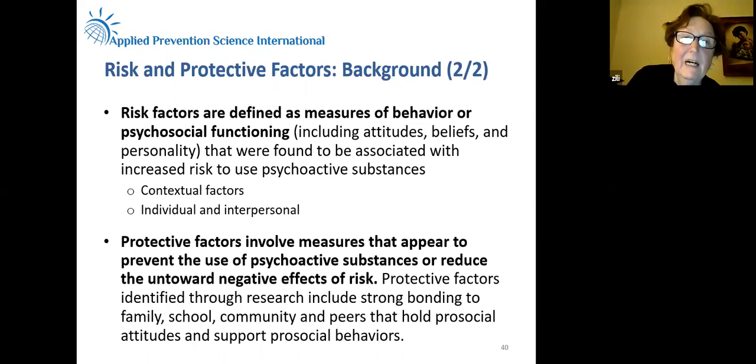And from those studies that were done in the 70s and 80s, Hawkins and his colleagues at University of Washington published a paper in 1992 that summarized the correlates of initiating substance use, and that term risk factors was used at the time and still is. Those risk factors encompass contextual factors as well as individual and interpersonal factors. They also looked at what are the protective factors. That research wasn't as strong as the research for risk factors, but it did identify strong bonding with pro-social institutions like family and school, community and peers, and it has a lot to do with attitudes and behaviors.